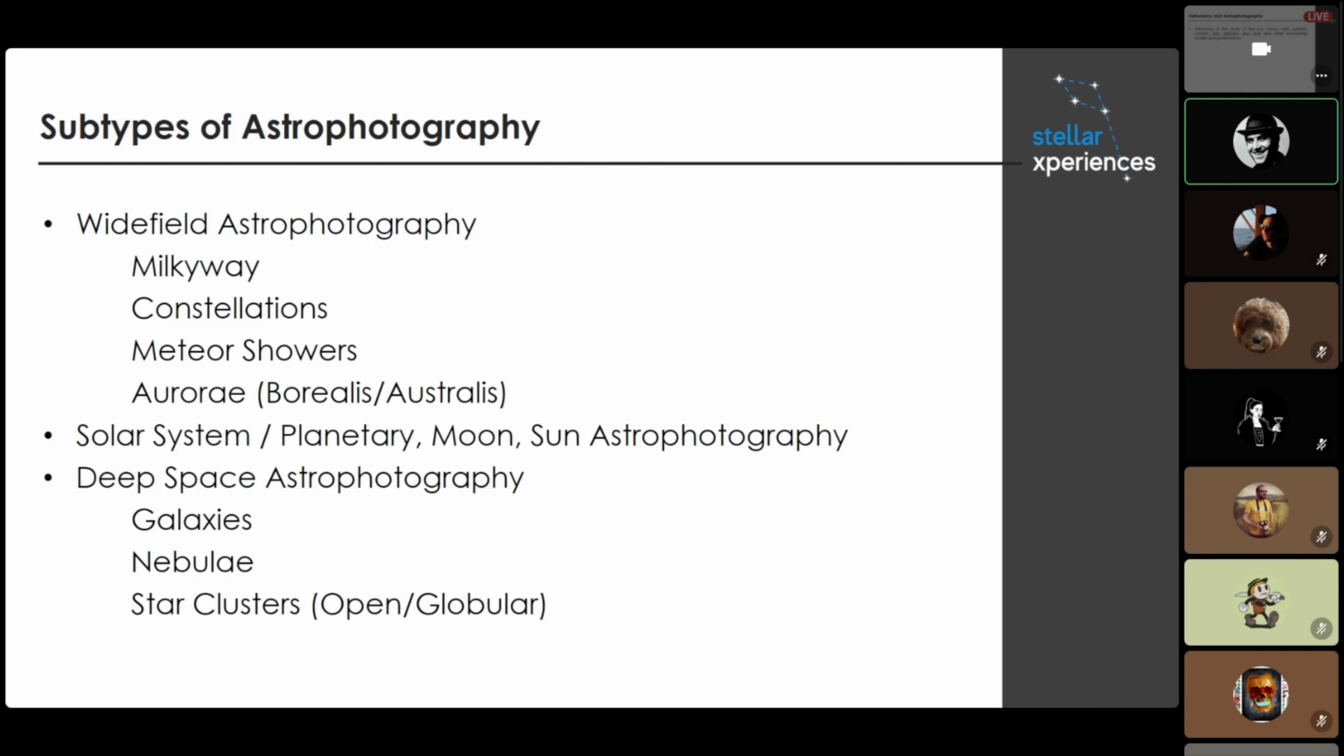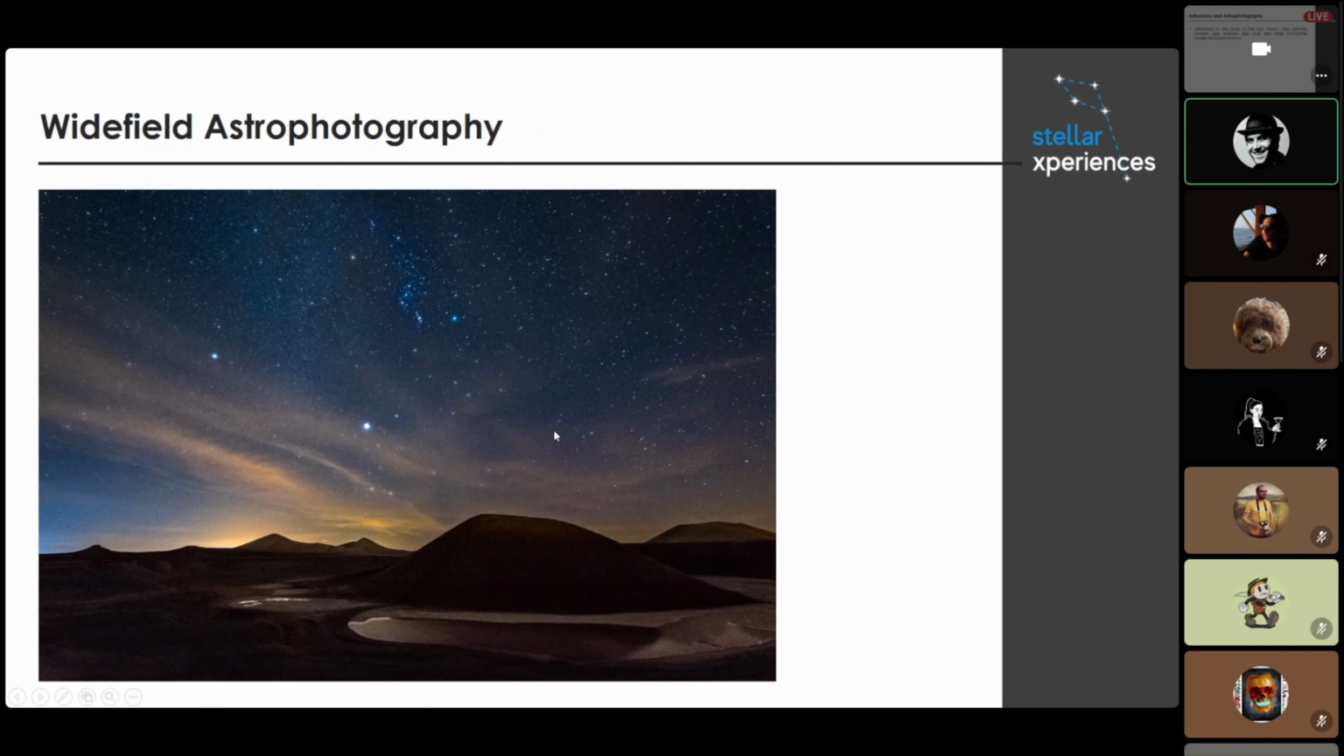Maybe we can add something else here, because with modern technology and new trackers, people can take photos of satellites. They can even take photos of Hubble. They can take photos of the International Space Station and other satellites. So that might be another type of astrophotography. And this is a sample of wide field astrophotography.